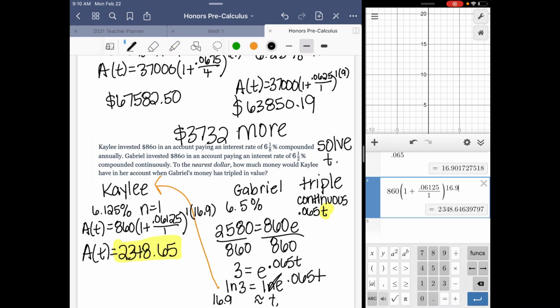So just to walk through this again, we used Gabriel's information and solved for the time it would take him to triple. Because in order to figure out Kaylee, we had to have a time relating to Gabriel's value of tripling. So once we solved for Gabriel, we got our time, we plugged it in for Kaylee, and then we found out Kaylee's amount during that time frame.